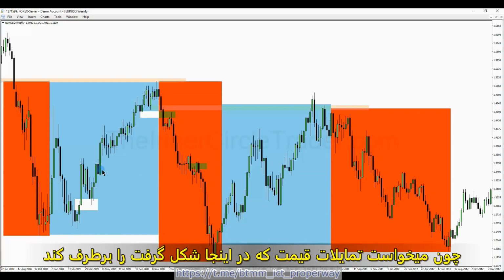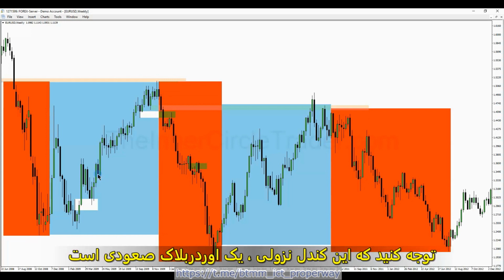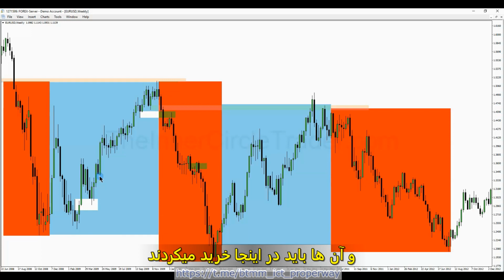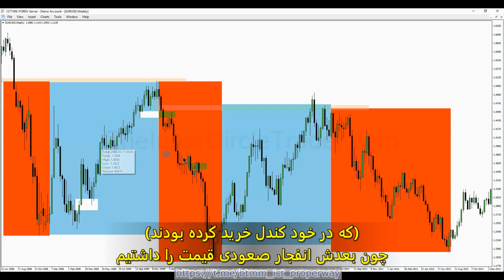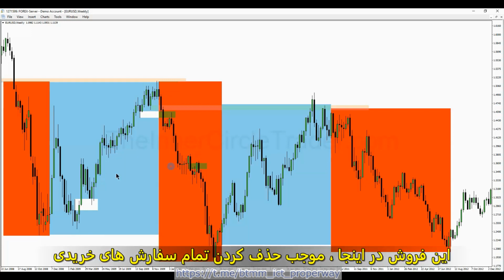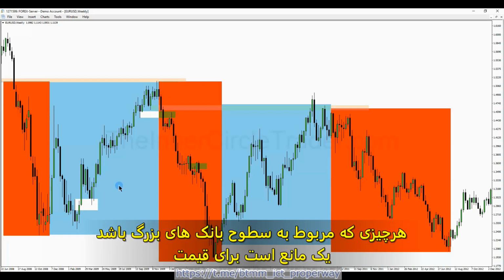Because it's undoing the buys that were used here. Remember, the down candle is a bullish order block, and they should be buying there, and it does. Look at this, boom, explodes. This sell is unwinding the longs that they put here. Everything is a hedge on the interbank level.